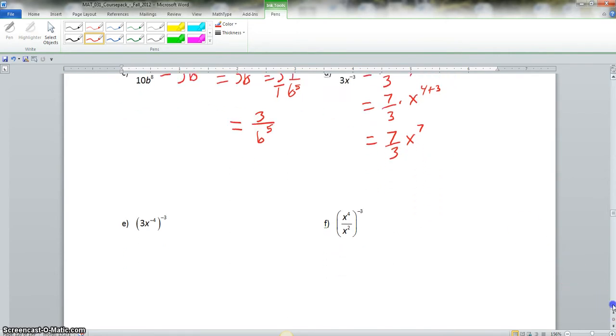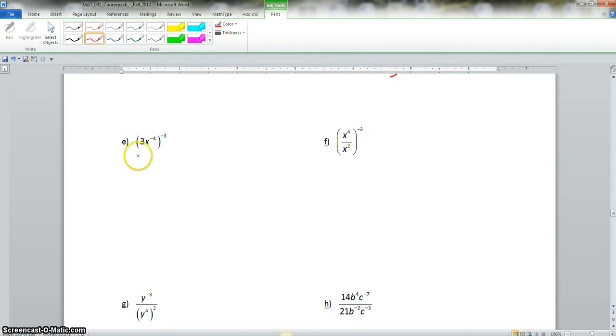Now we scroll down here to E. Now with E, everything inside this parenthesis is taken to this negative 3 power. So let's do it like this. We'll put this as 1 over parenthesis 3x to the negative 4 power to the 3rd power. Now, let's do what's inside of this parenthesis. We'll have 3 times 1 over x to the 4th power, all taken to the 3rd power.